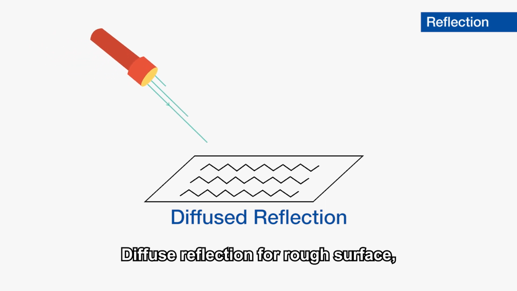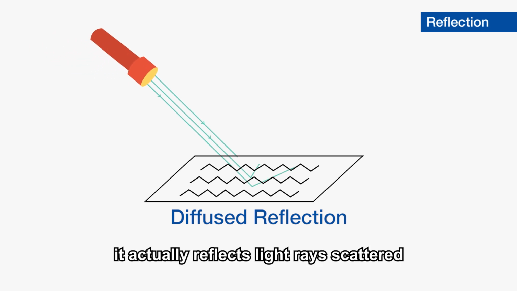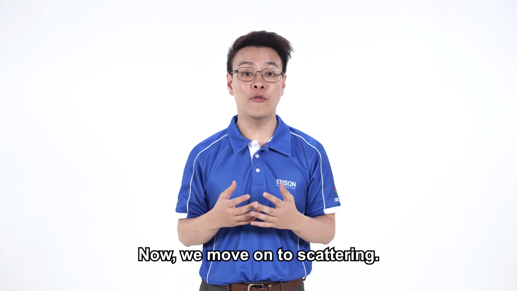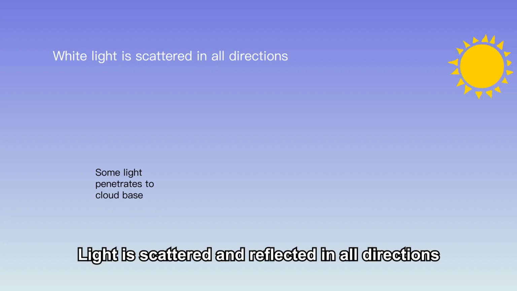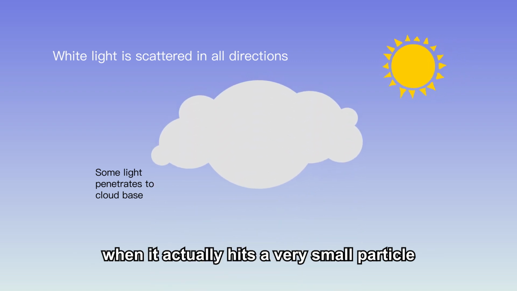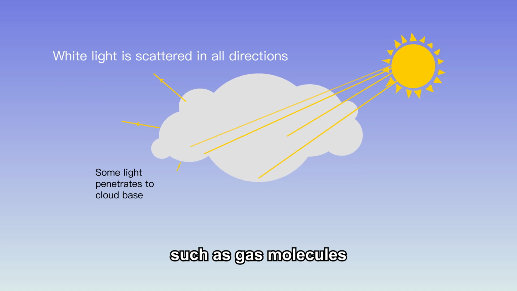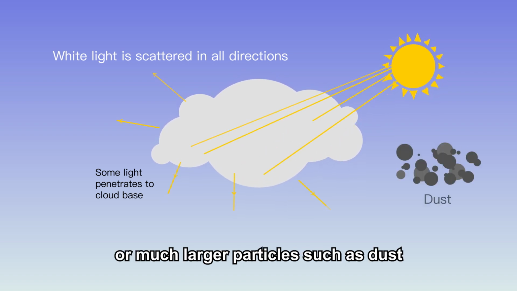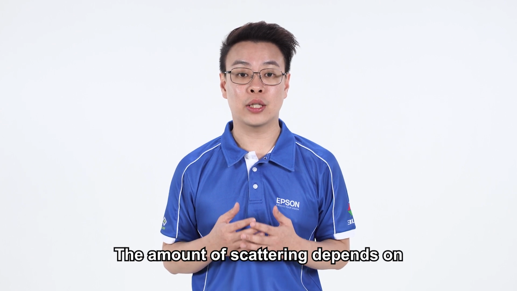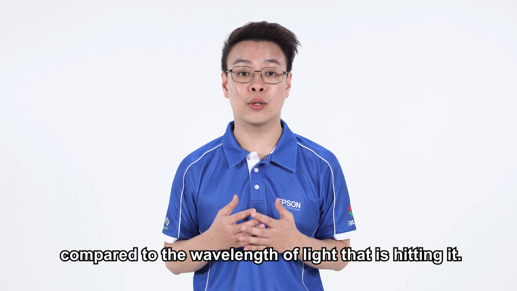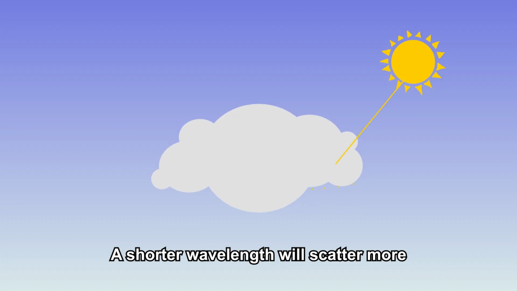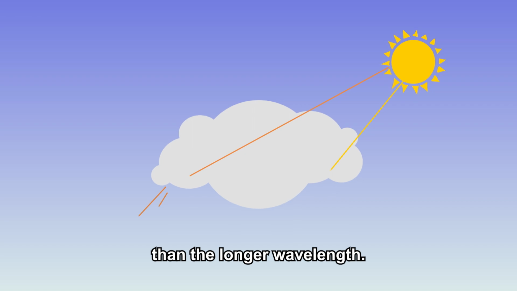Diffuse reflection, for a rough surface, reflects light rays scattered in all different directions. Now, we move on to scattering. Light is scattered and reflected in all directions when it hits a very small particle such as gas molecules, or much larger particles such as dust or even water droplets. The amount of scattering depends on how big the particle is compared to the wavelength of light that is hitting it. A shorter wavelength will scatter more than a longer wavelength.